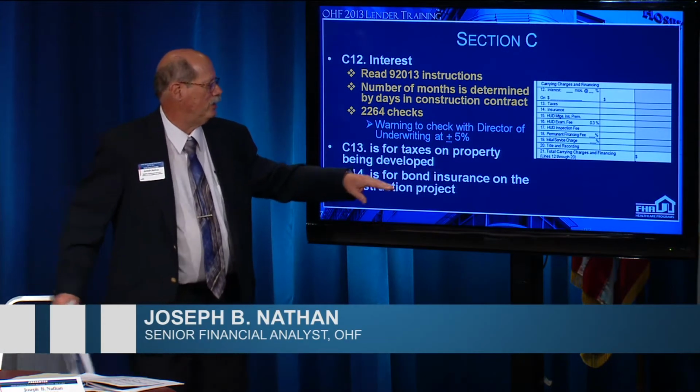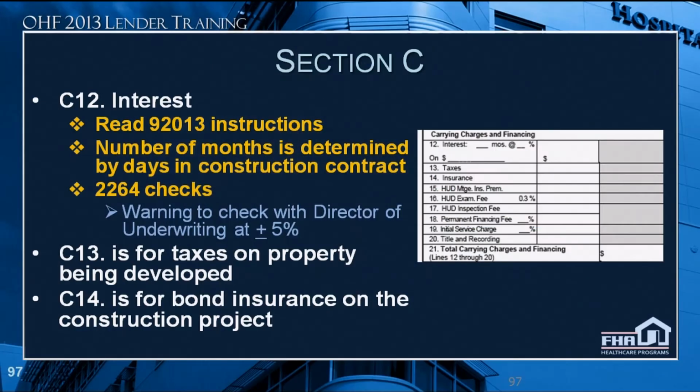C13 is for taxes. So when we come down here and look at taxes and insurance on C13 and C14, that's for taxes on the property being constructed during the construction period. Or it could be for bond insurance if the bond insurance is being paid by the hospital rather than by the contractor, which is usually not the case. But in those cases, you'd have that. Usually, I want to say 90% of the time, those lines are just left blank. They're zero because they just plain don't apply. C14, oh, and we already talked about C14, so we're good.